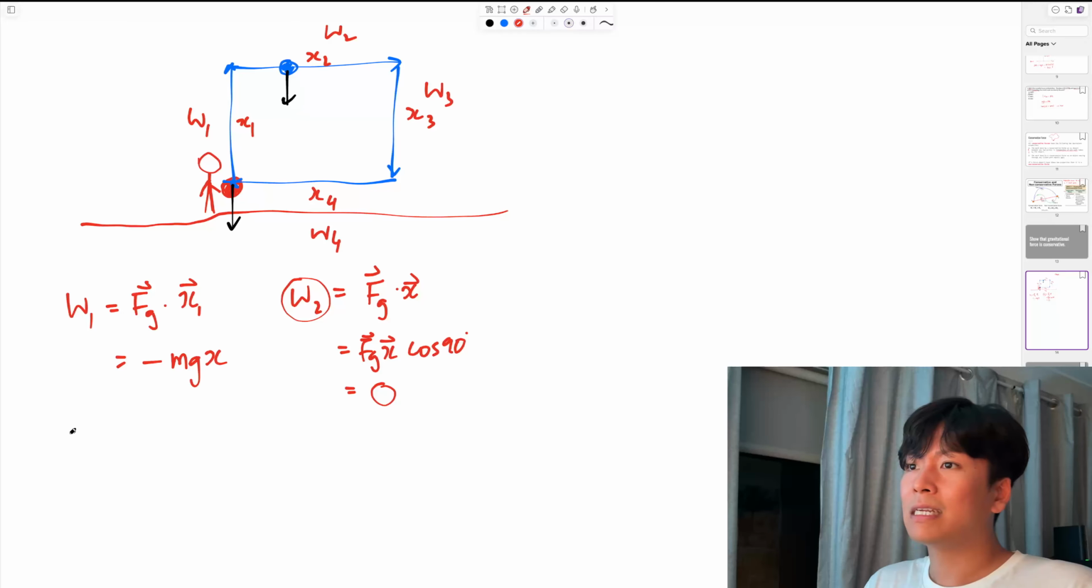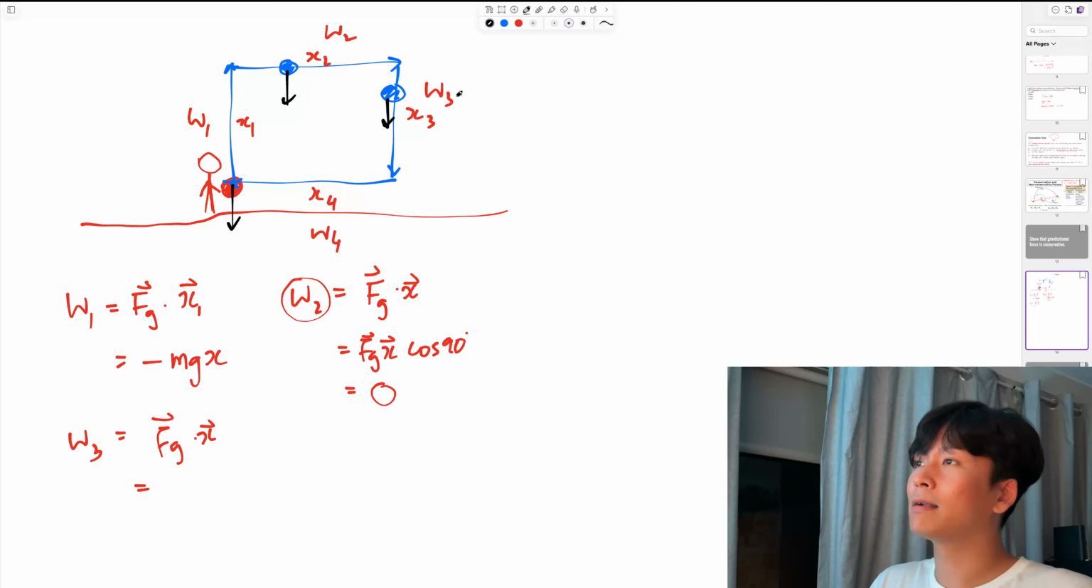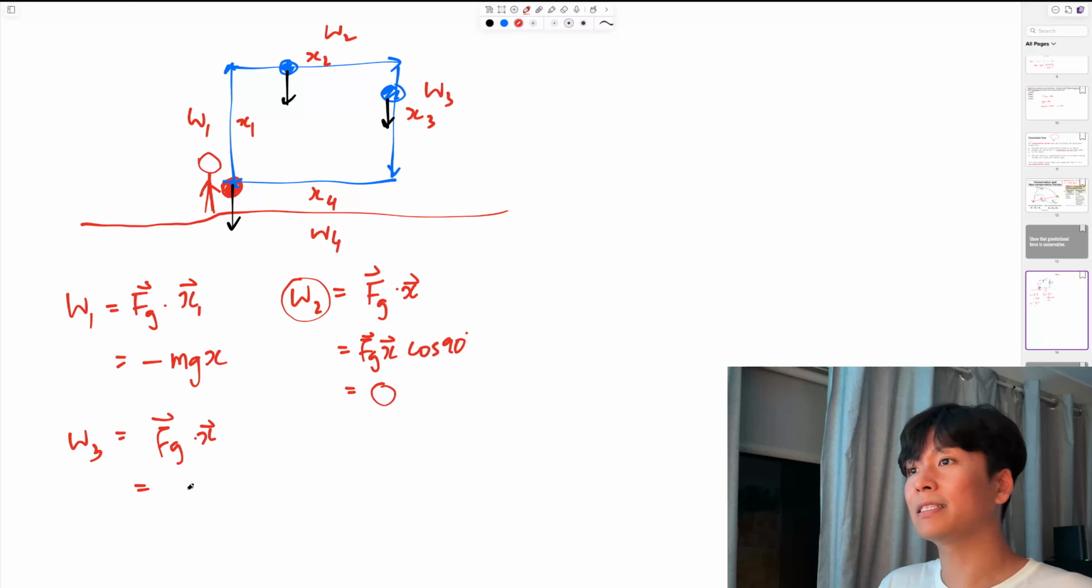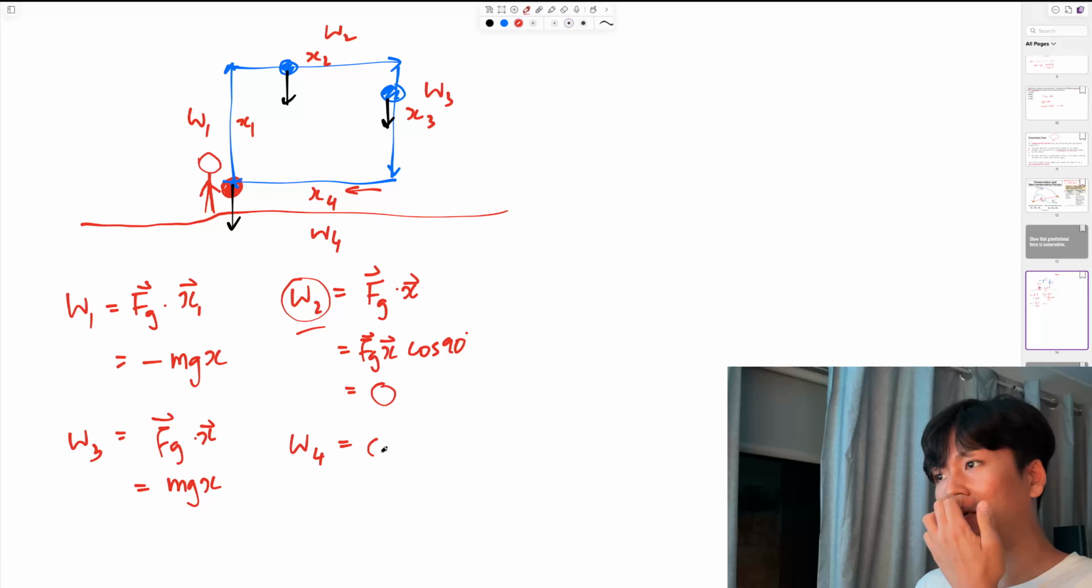Work done by gravity in the third leg of the journey is going to be, again, Fg dot product with the displacement. Now, in this case, when the ball is over here, force of gravity is now parallel to the displacement. And so what that tells me is it's going to be cos of 0, which is 1. So that gives me mgx. So the work done by gravity in this third part of the journey is mgx. And by similar logic to number 2, work done by gravity in the fourth leg of the journey, going across here, is also going to be equal to 0.